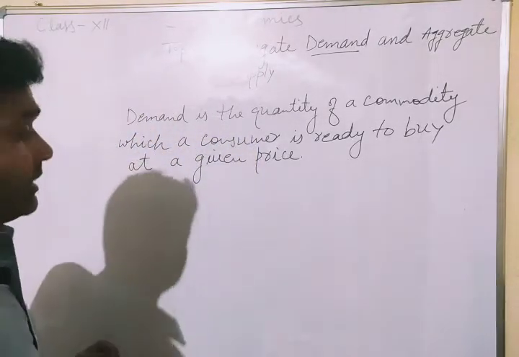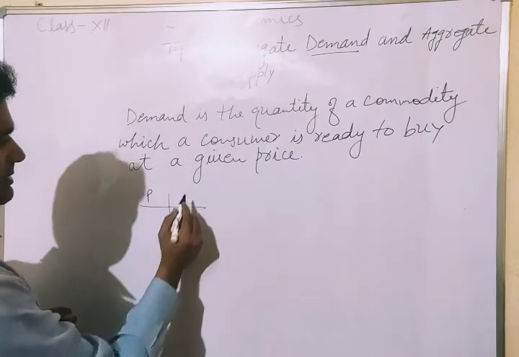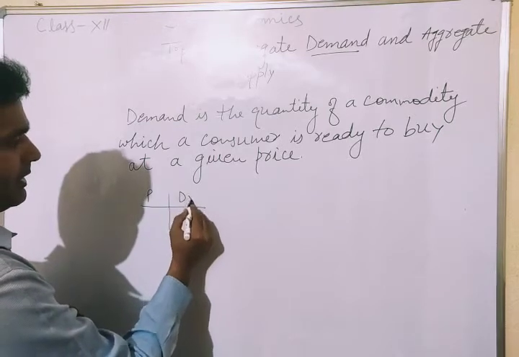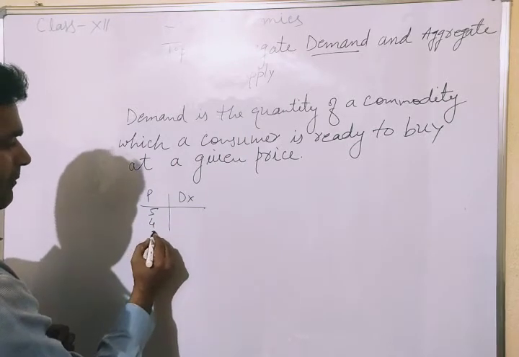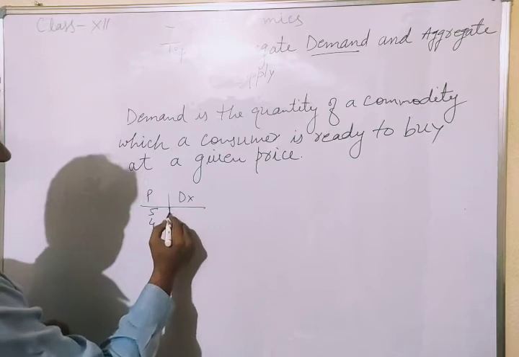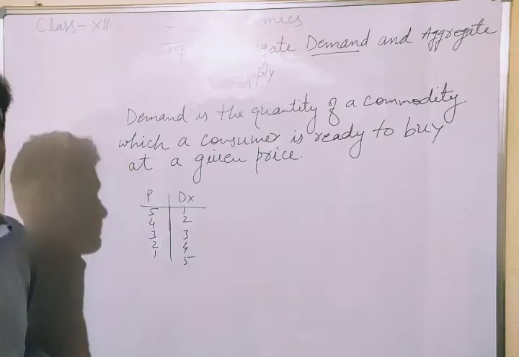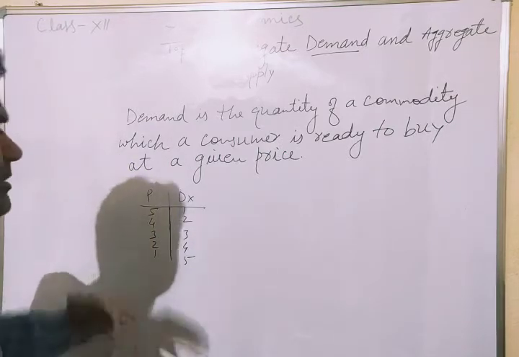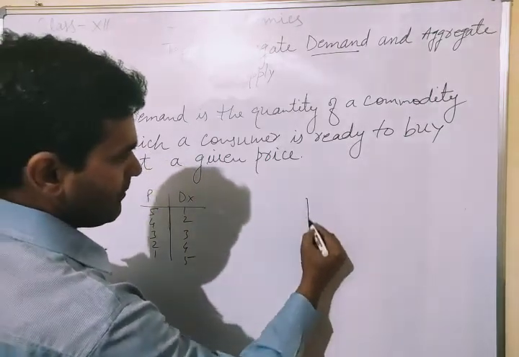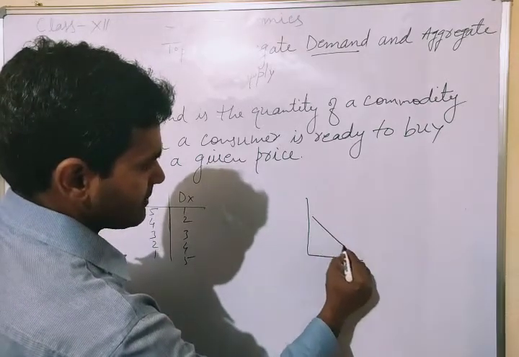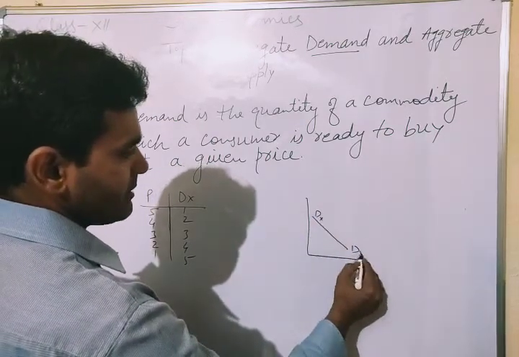And remember the individual schedule. For example, this is a demand schedule: price, and Dx means demand for commodity X. When prices are 5, 4, 3, 2, 1, then the quantity demanded will be 1, 2, 3, 4, 5. This is the individual schedule. This you have discussed in your previous class. Similarly, if we draw the demand curve, it becomes like this: Dx.